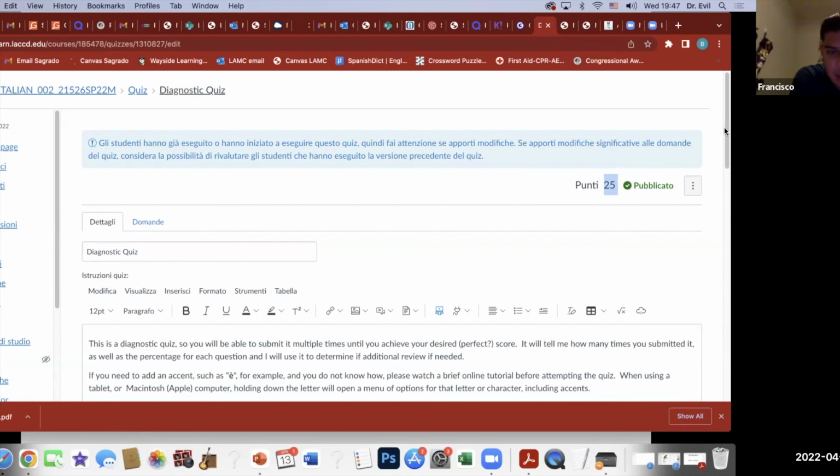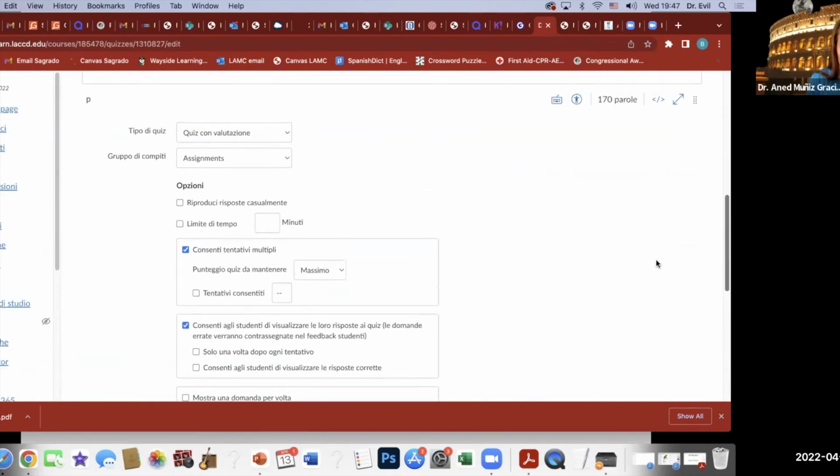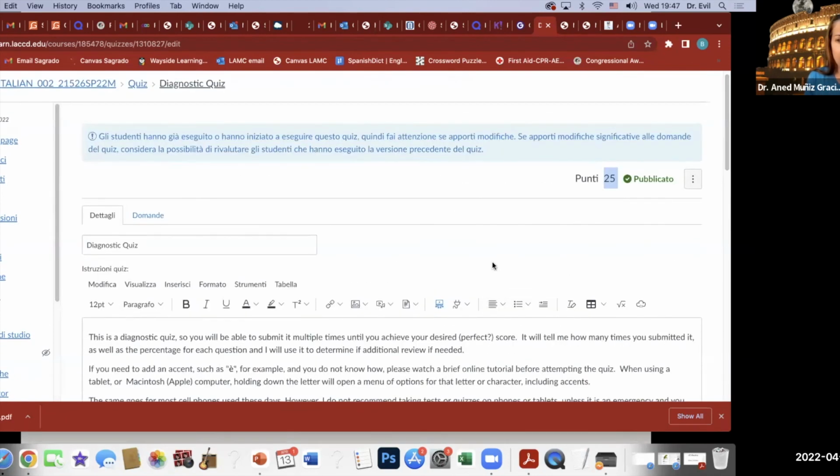Yeah. So that's why I did it like this, automatically, with multiple attempts. It allows people to do it as many times as they want. But then it tells me, like, question number 4 was only correct about 60% of the time. People had to redo it, and question number 4 is about the irregular plurals, and then it will tell me if I need to review something again.